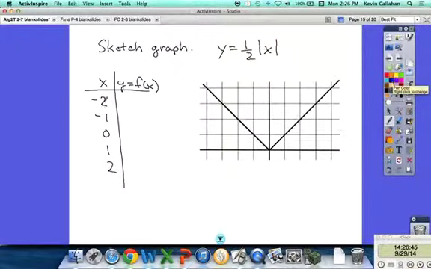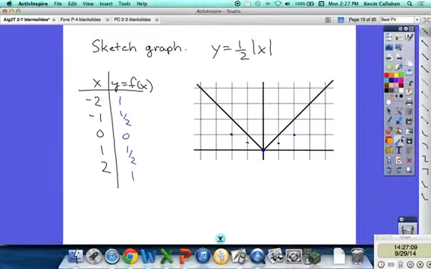All right, when I put in -2, the absolute value is 2, and then I multiply by half, and I get 1, right? So it's going to cut all these in half. 1, 1/2, 0, 1/2, 1. So let's graph those points. Do we see the V? Absolutely, the V is right here. And that looks pretty good.